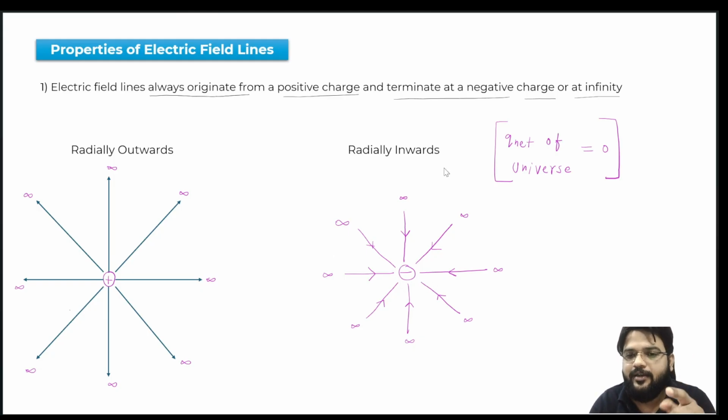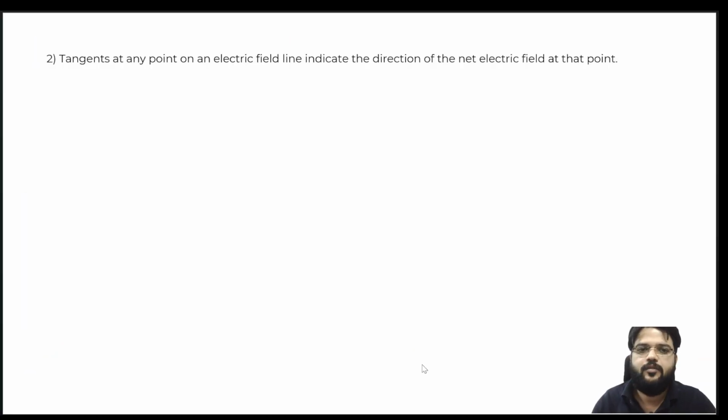Same thing is happening here. It is generating from infinity and terminating at the negative charge because the net charge of the universe is 0. So this is property number one, everyone. Let's see the next property, everyone.